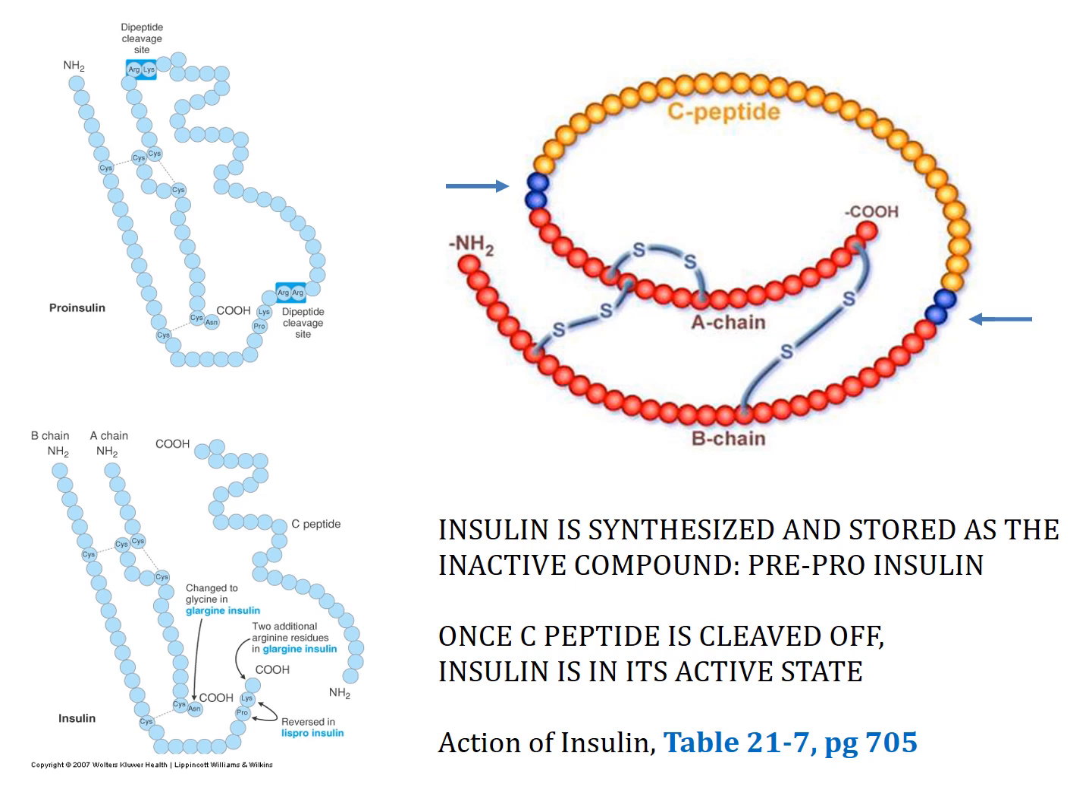Insulin consists of two chains, an A chain and a B chain, and they are linked together by sulfur bonds between cysteine amino acids. Take a look at table 21.7 in our textbook, and you see that there are a number of different mechanisms of action of insulin, and those mechanisms are considered to be anabolic, energy storing.